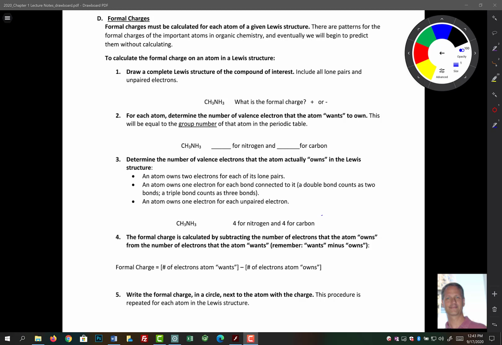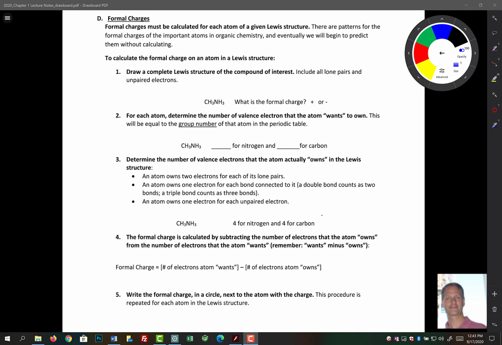All right, guys, so let's take a second and talk about formal charges. It's one of the last things that we need to look at before we look at resonance structures. So it turns out that formal charges are important. They must be calculated for each atom of a given Lewis structure. Now, there's going to be patterns to this.